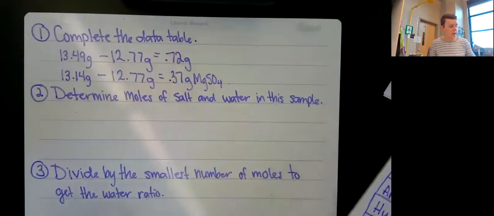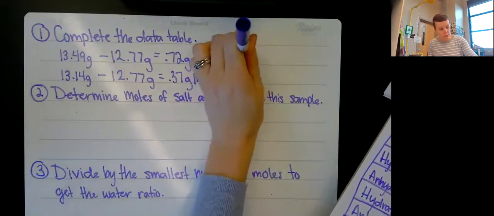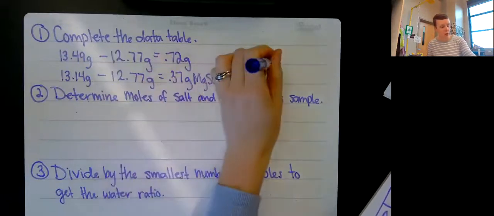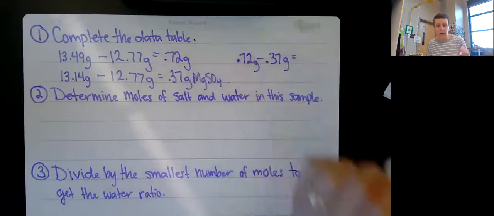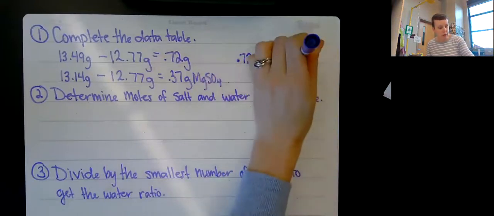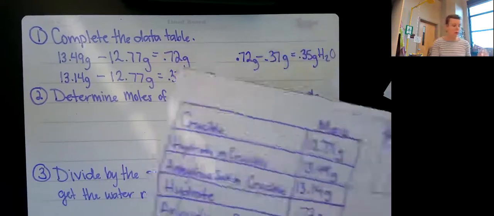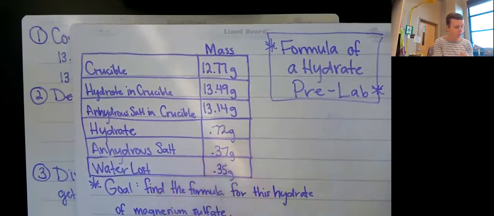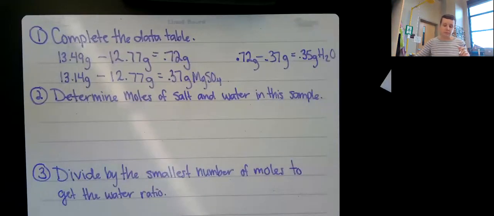I'm going to use the first way I said. I'm going to use the hydrate mass, which was 0.72 grams, minus the salt, 0.37 grams. And I'm going to get the mass of water as 0.35 grams of water. 0.35 grams of water. And I'm going to go back over here and fill that in. Okay. Don't forget your units. All right. Second step. Here we go.